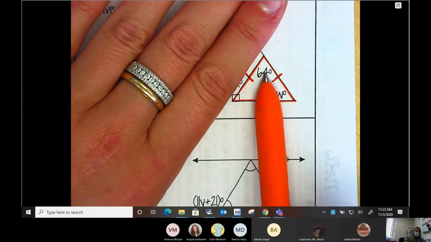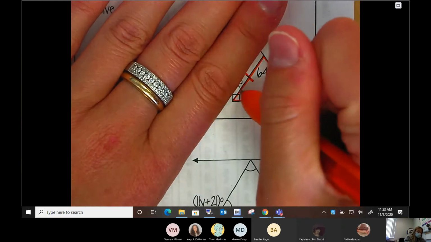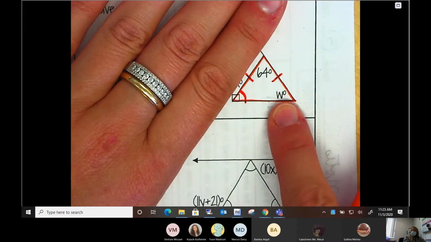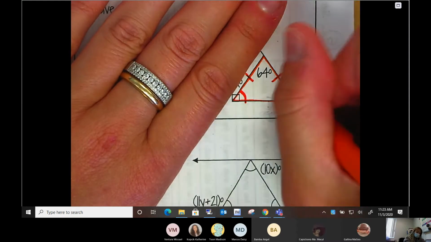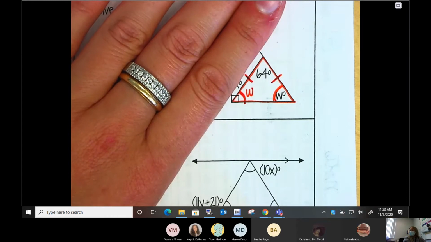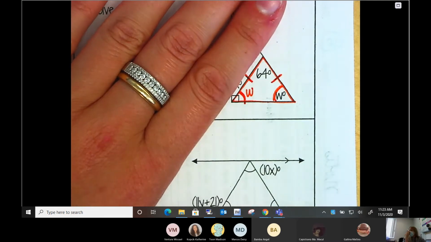So I've got a 64 up here. I've got a W down here. What should this angle right here be? It should be the same as the other base angle. So since this angle is W, that means this angle is W. They're both W. Okay, now you've got all 3 angles in that triangle.